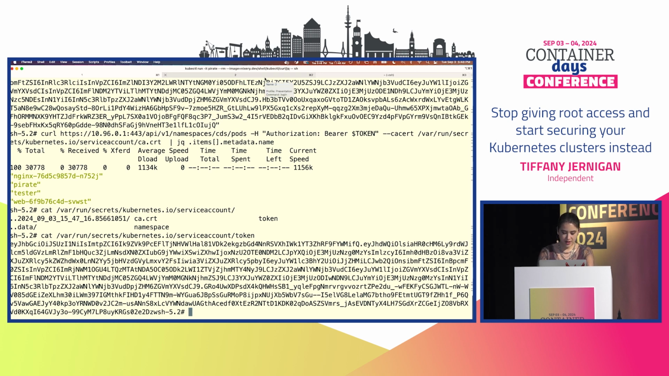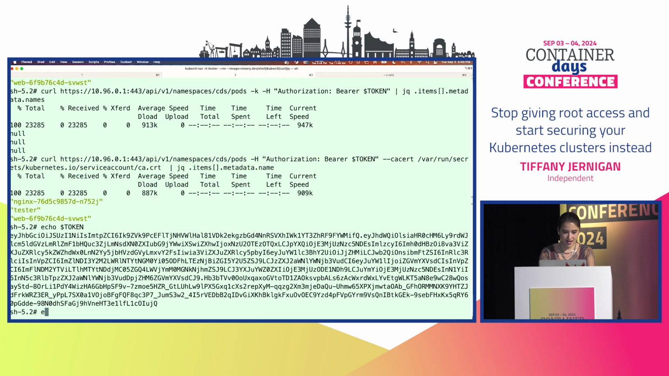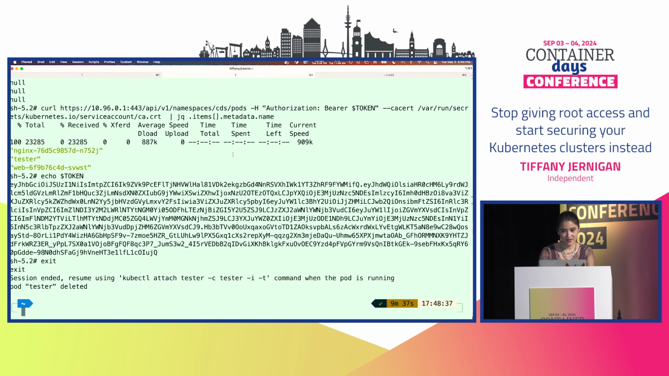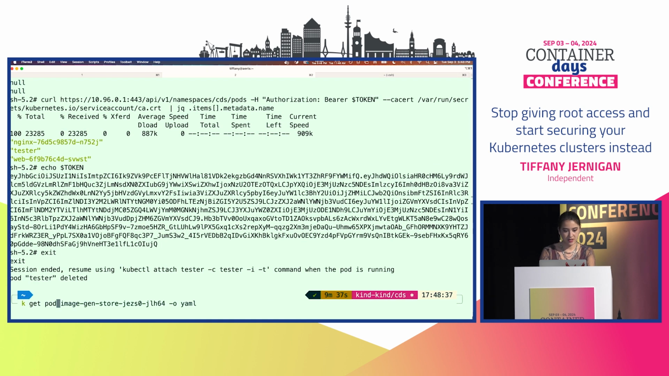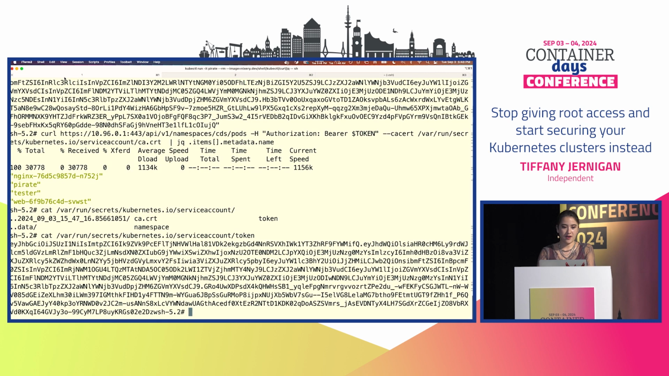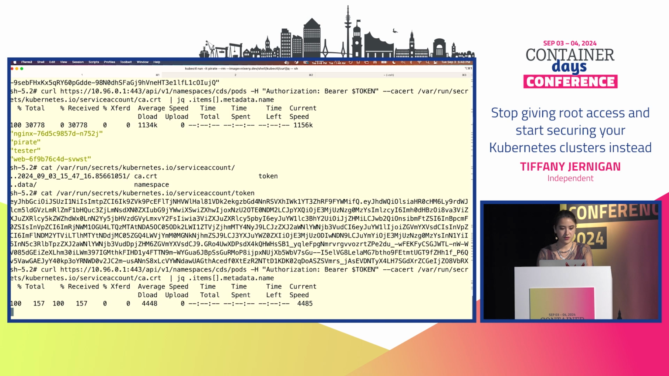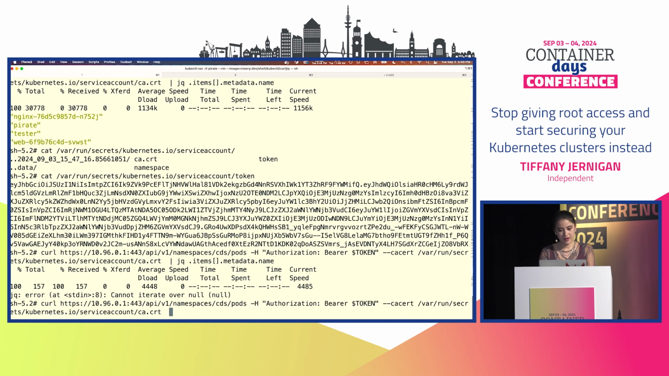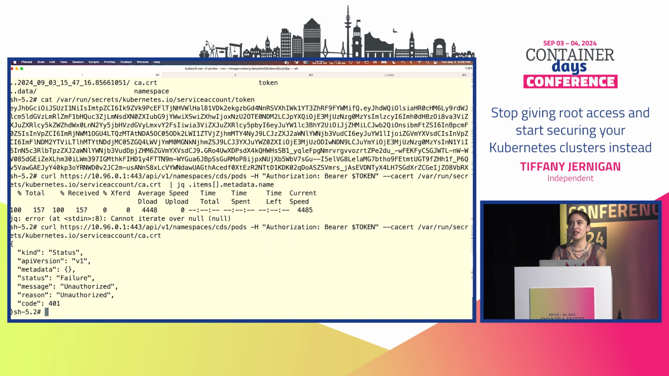So if I were to actually go in here, I am just going to exit out of here. If we do a kubectl get pods, we can see that the tester one is now gone. And if I try this curl again, we can see that because I deleted that pod, that service account token is no longer there since it's bound. So basically, we don't have access to do that anymore. Okay, so let's see. I'm going to exit out of this.